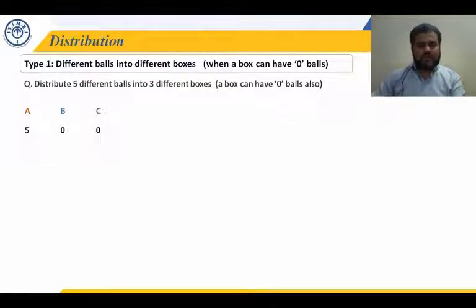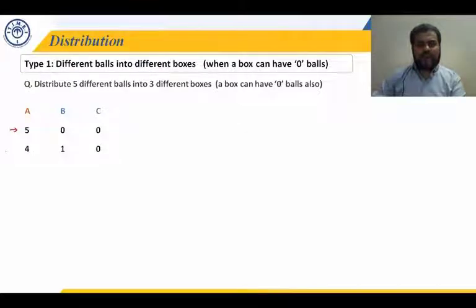So one way is we give all the 5 balls to one box. Now this 5 balls can go into A also, can go into B also, can go into C also. But right now we are not distributing, we are just forming the parcels. We are just forming the parcels and we are looking at possibilities. So if 2 boxes are empty, then all the 5 balls will get into the same box.